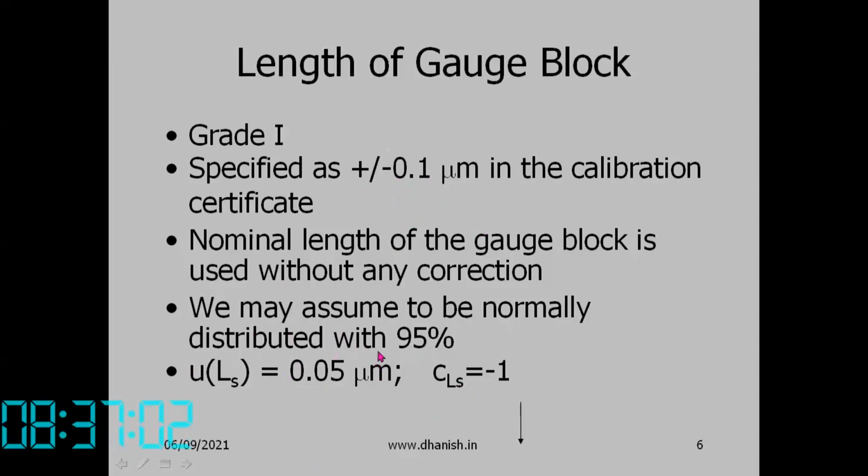Then sensitivity. That is the partial derivative of error with respect to Li. Since it is Ls minus Li, minus 1 is the sensitivity, the coefficient of sensitivity of the error with respect to the standard length.